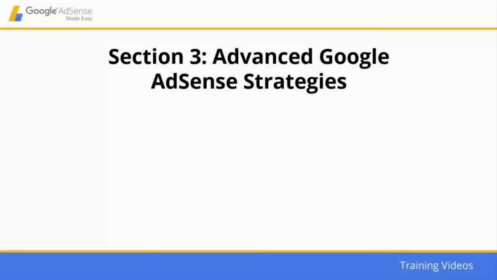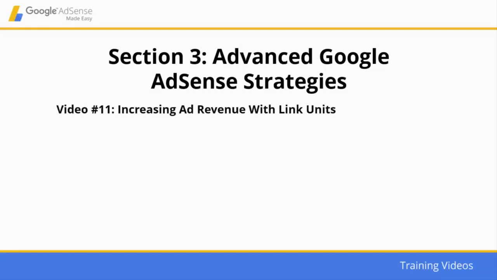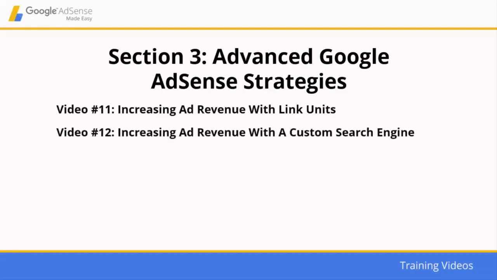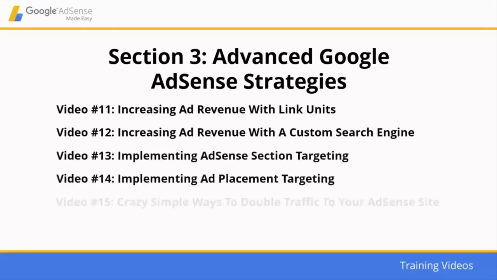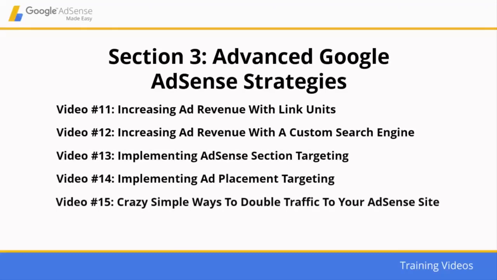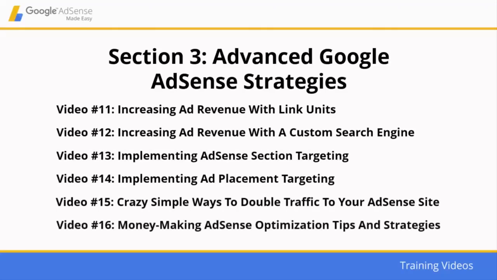Hey there my good friends, and welcome to Section 3 of our Google AdSense video training series, Advanced Google AdSense Strategies. We're glad to see you keeping up with us this far, because we're about to get into the deep stuff. The contents in this section include increasing ad revenue with link units, increasing ad revenue with a custom search engine, implementing AdSense section targeting, implementing ad placement targeting, crazy simple ways to double traffic to your Adsense site, and money-making Adsense optimization tips and strategies.